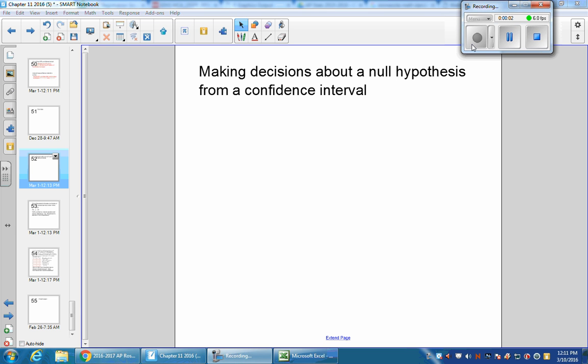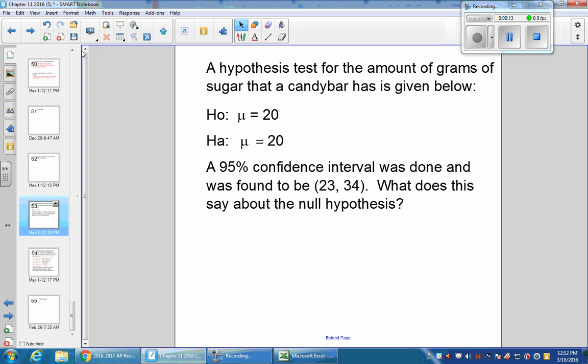All right, now we're going to look at making decisions about a null hypothesis from a confidence interval. So it's combining what we did in this chapter with what we've done the rest of the semester. This is a hypothesis for the amount of grams of sugar in a candy bar, where the null hypothesis is that mu is 20 grams. The alternative is that the mean is not 20 grams.